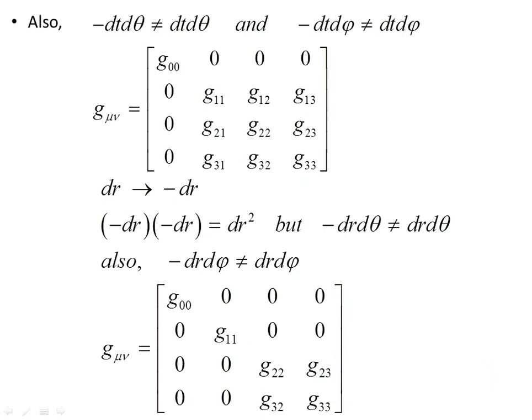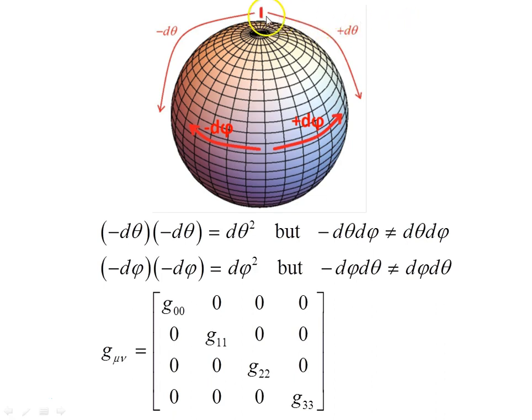Let's just keep going. Remember, it's the invariance of the line interval we want. Now, d theta is this way, negative d theta that way, negative d phi plus d phi. Negative d theta times negative d theta gives us d theta squared, but the negative of this doesn't equal the positive of that, and the same applies here as well. And so we can rule out all these cross terms here, and we're left with a metric that's diagonal in form. We don't yet know what these diagonal elements are, but we know that the cross terms are now ruled out.